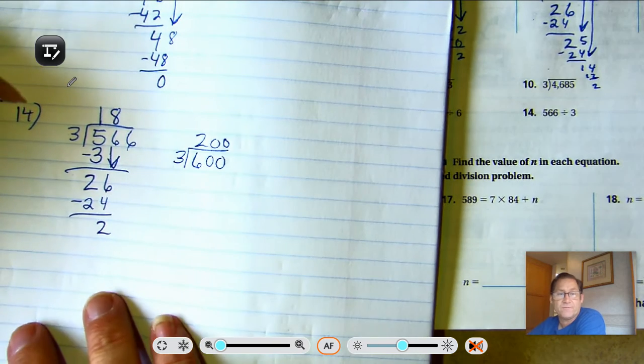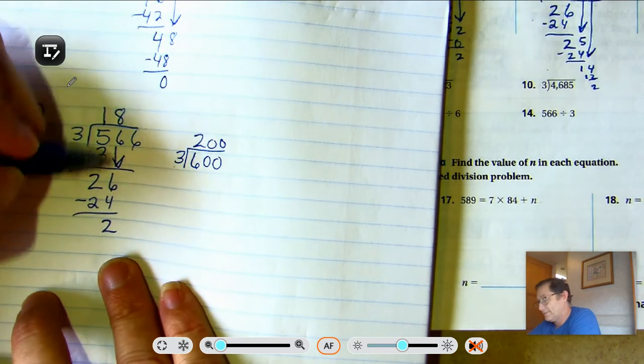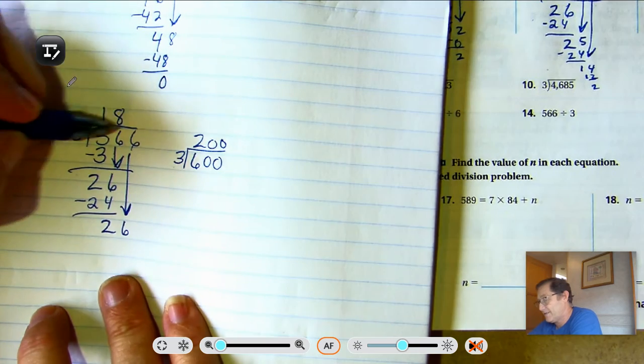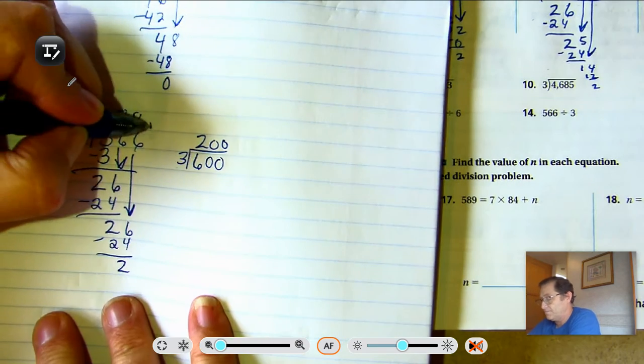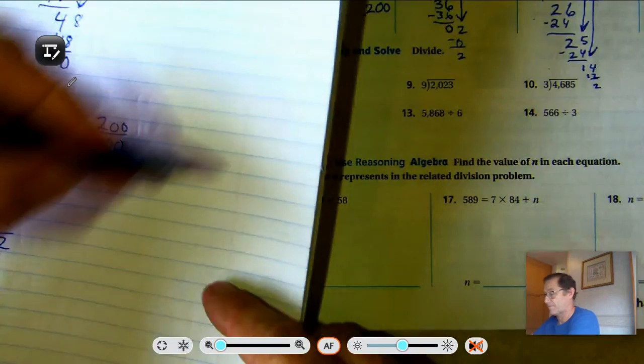3 times 8 is 24. Subtract, I'm left with 2 tens. Think of that as 20 ones. Bring down the other 6 ones. 26 divided by 3 is 8 again. And we're left with 2. So we're saying 188, remainder 2.